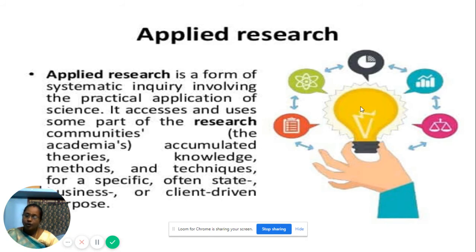So scientific knowledge is used to solve social and real problems like improving agriculture, healthcare, communication, medicine, etc.